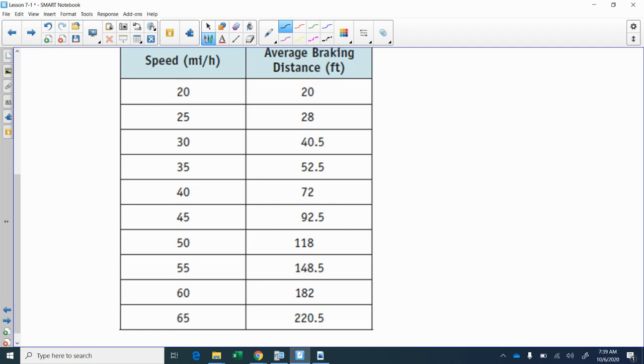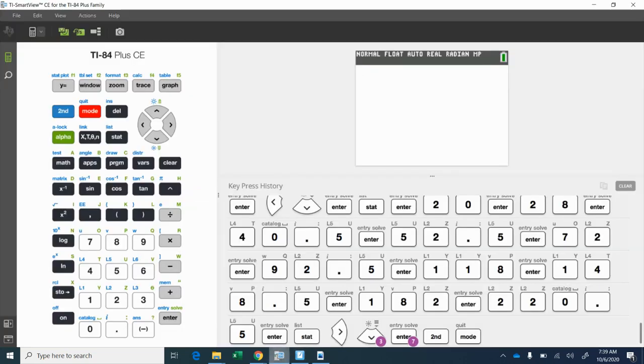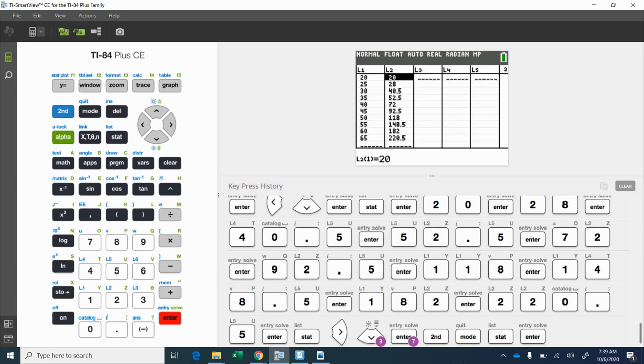Now, as you can see, this is all the braking distance based on the speed. For example, at 20 miles an hour, it takes you about 20 feet, versus 65 miles an hour, it takes about 220 feet. The main idea we want to understand first is how we actually set up a regression. If I want to set this up as a regression, I'm going to go to the calculator. I'm going to hit Stat, Edit, and notice how I plug all those values in. L1 is my X values, L2 is my Y values.